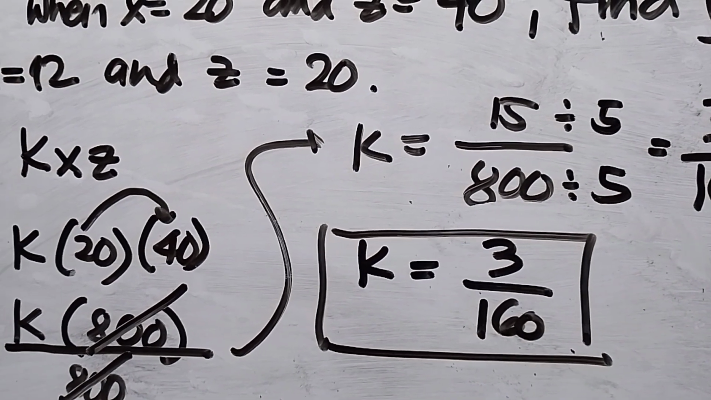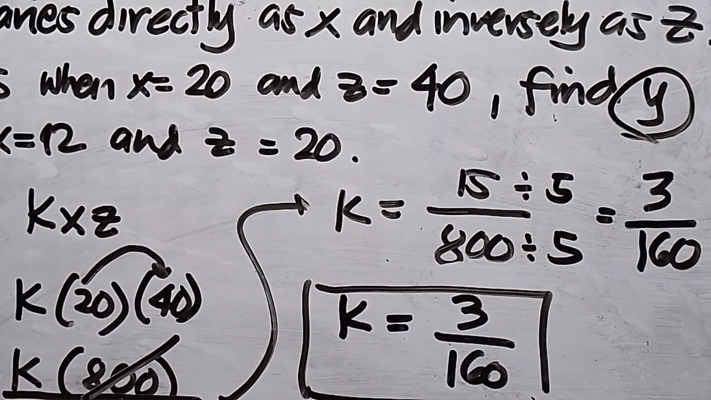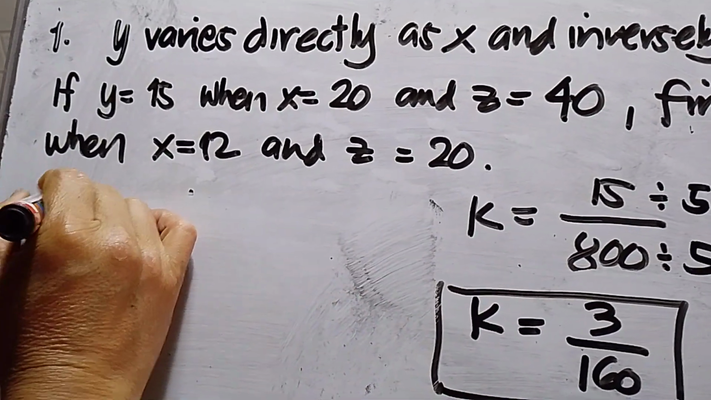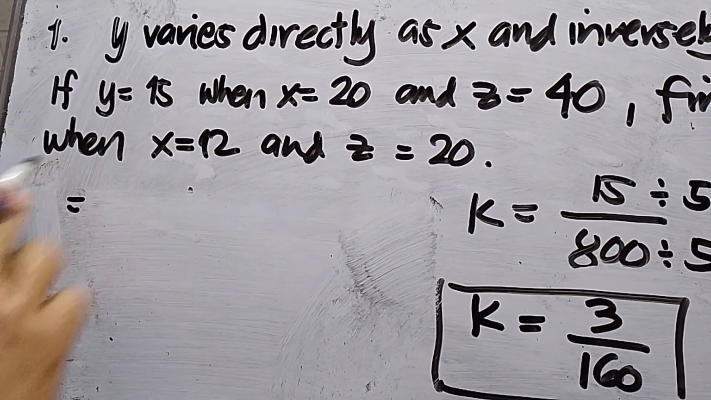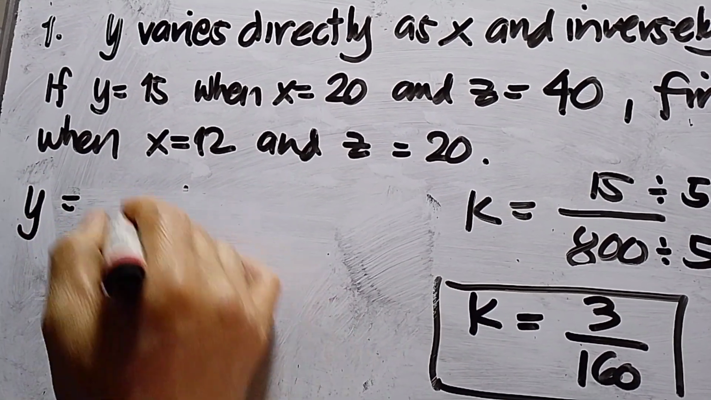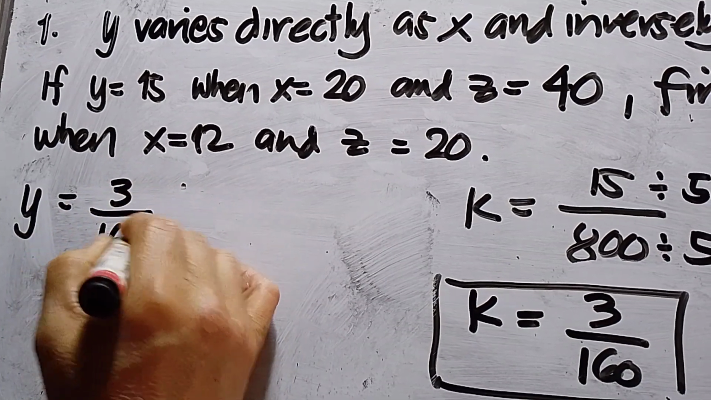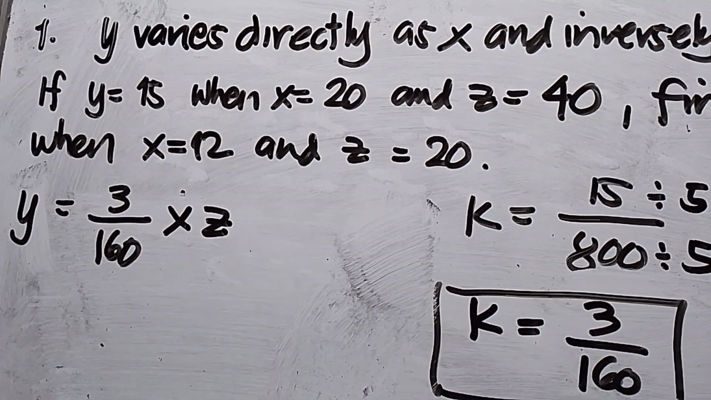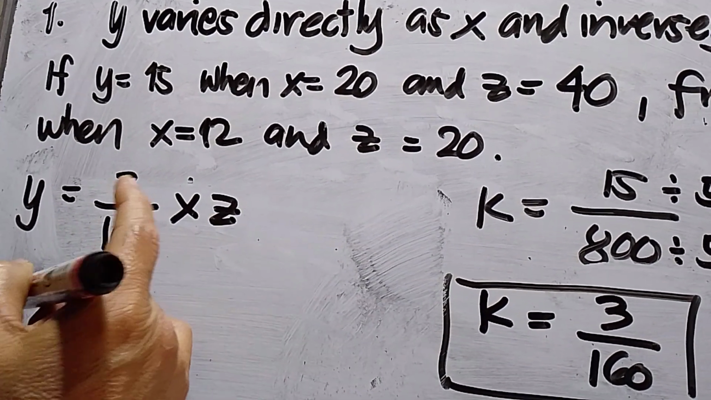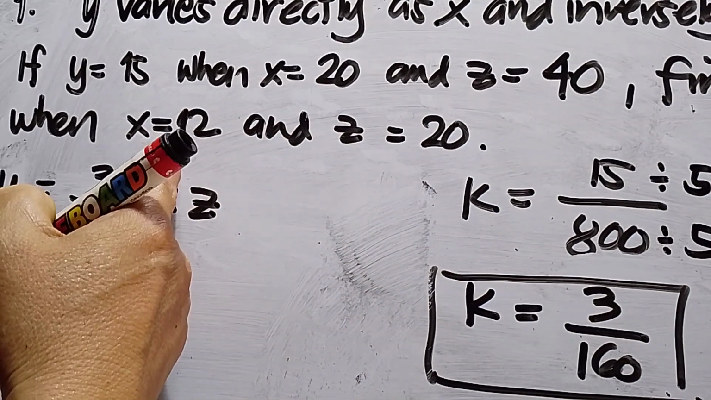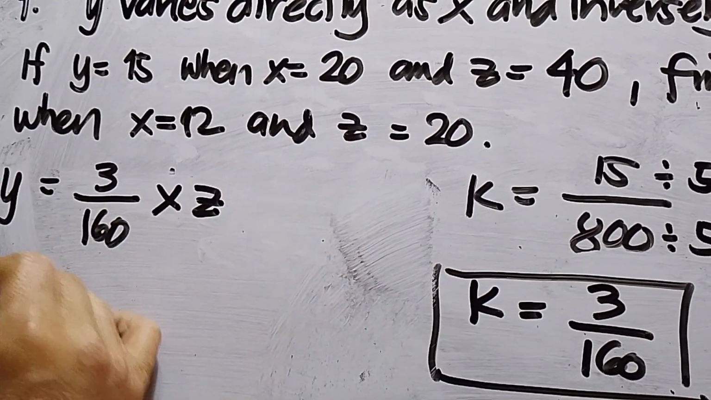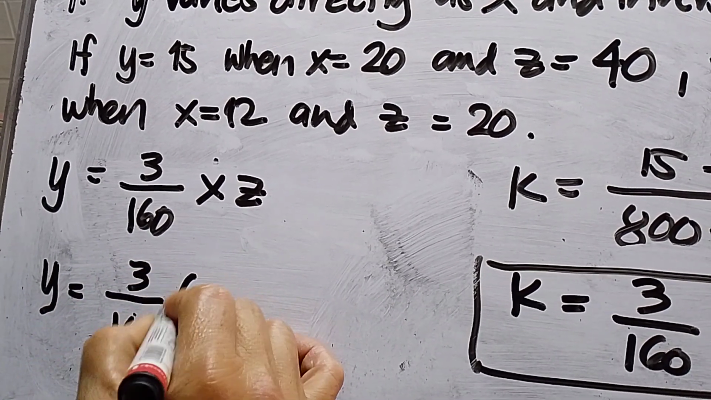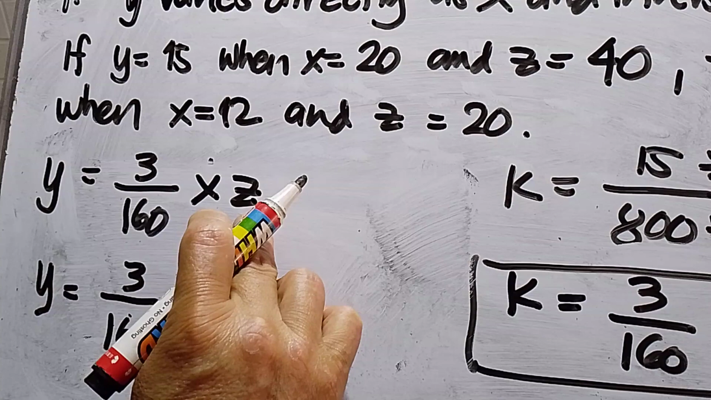But we are asked to find the value of Y. So Y is equal to K, which is 3 over 160, times X times Z. This is the equation for number 1. Now let's substitute X and Z to find the value of Y. Y is equal to 3 over 160, X is 12, and Z is 20.